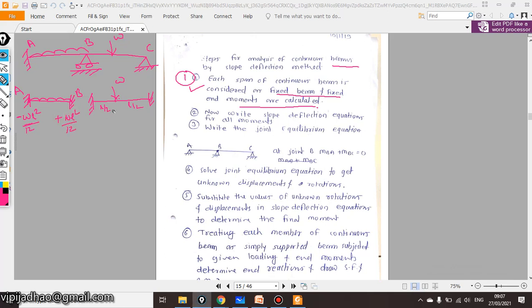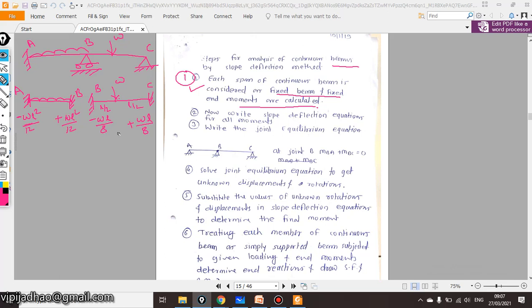Now the fixed end moment for this span BC will be minus WL upon 8, and for span CB it will be WL upon 8, positive. Right side fixed end moment will be positive, left side fixed end moment will be negative.